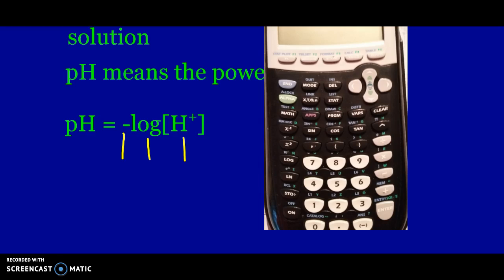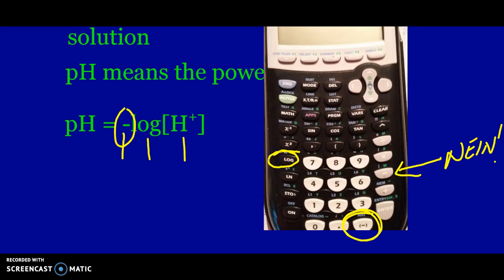So let me show you on your calculator where to find those different things. First of all, this is the negation key, which is the one down here below the 3, negation, not that key. It won't work. The log key is right here next to the 7, and then the hydrogen ion concentration is whatever it is that the problem is asking you for. So let me show you.